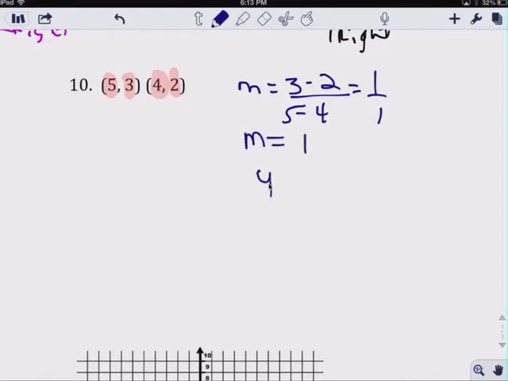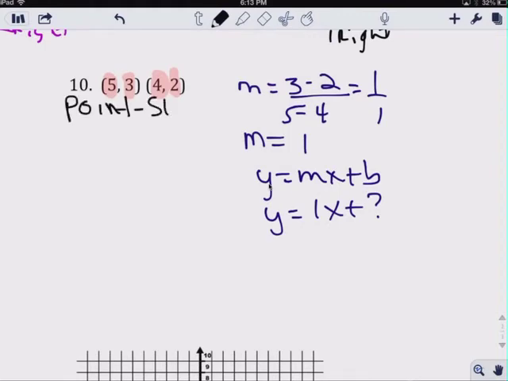So remember, y equals mx plus b. We know y is equal to 1x plus, which we don't know, b. Because we don't know b, we need to use point slope. Okay, we need to use point slope, which is y minus y1 equals m parentheses x minus x1. Okay, and then you substitute it in.